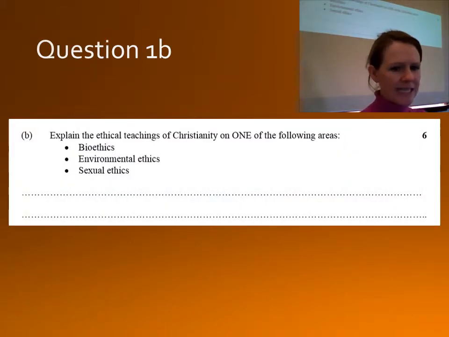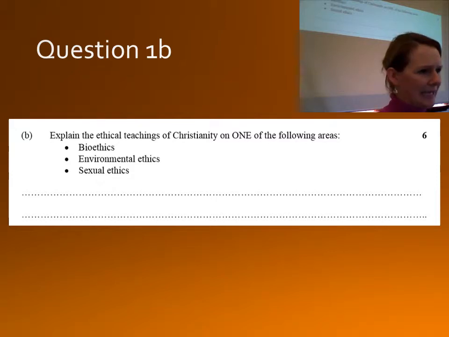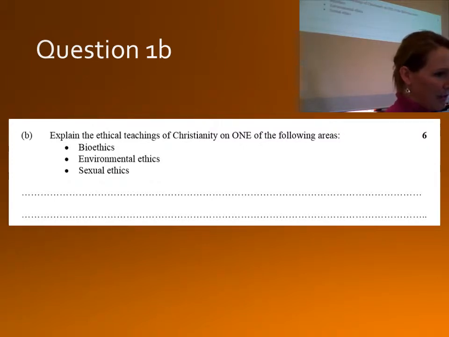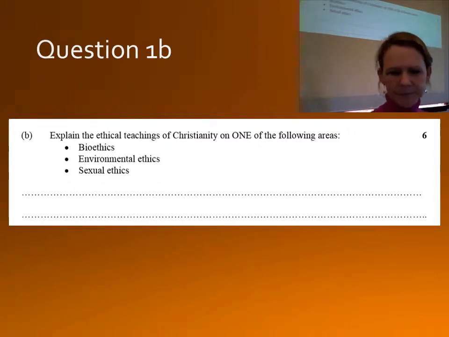Part B, a 6-marker, asking you to explain. Explain. What do we want? We want cause and effect language, linking language, linking ethical teachings of Christianity on one of the following areas. Straight away, numbers 2 and 3 stand out, and it's very important to make that link. Don't go there. You probably won't get more than 1 out of 6, even if you've got extensive general knowledge. Thankfully, we all seem to be aligned on that.